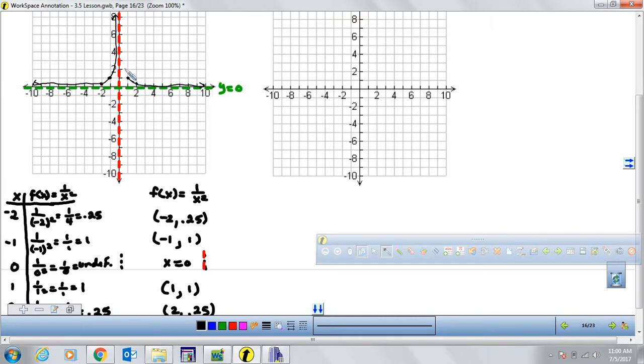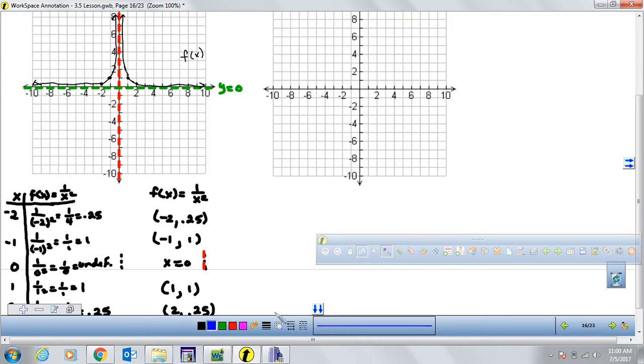And on the other side, it keeps getting closer and closer to it on this side, and it's just going to slant vertically upward. So this is a graph of f of x that we saw in the picture in the previous slides. Now we're going to create the graph of g of x.